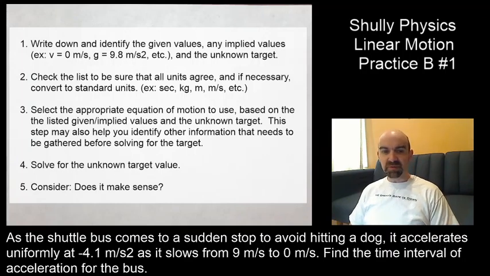So in this problem there is some acceleration, there's a lot of numbers being thrown around, but where we're going to start? Problem solving method. We're going to write down and identify the given values, implied values, and unknown target. Check the list to make sure that the units agree, and select an appropriate equation.